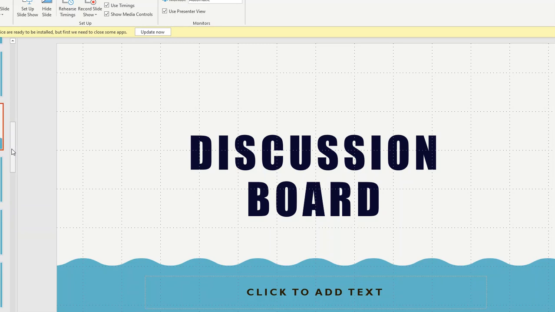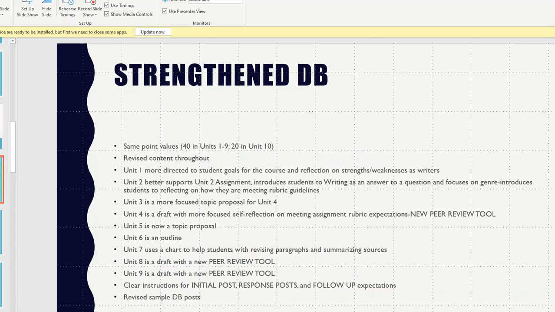Let's get into some of the details, though, about the specific changes that you'll see right off the bat in the discussion board, because we have really worked to, I think, strengthen the discussion board. Unlike the Hawks material, the point value is still going to be the same. We're still looking at 40 points in each unit except for Unit 10, which is still 20. But we went through unit by unit to look at exactly what's working and what's not working.